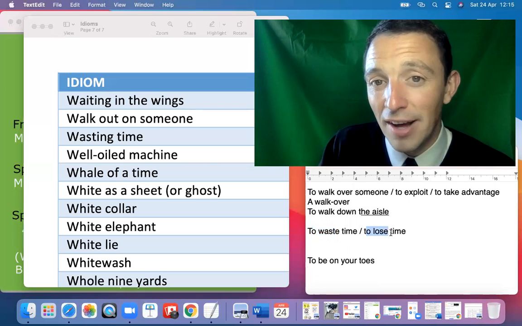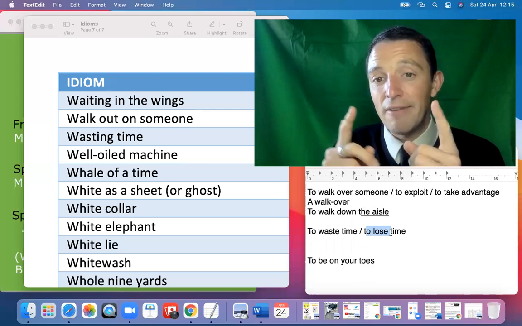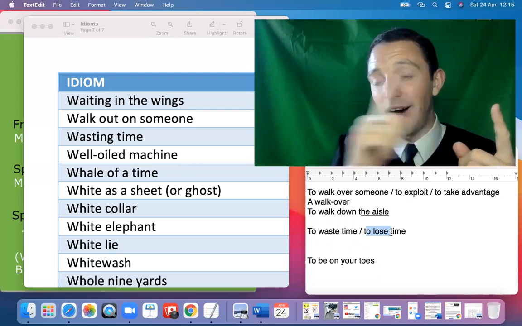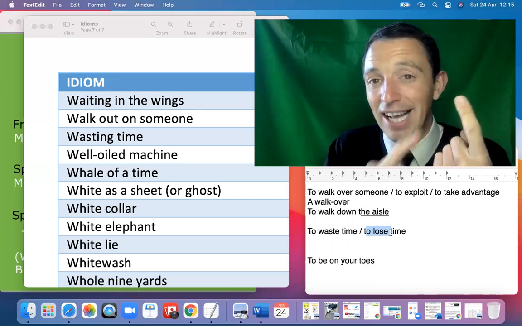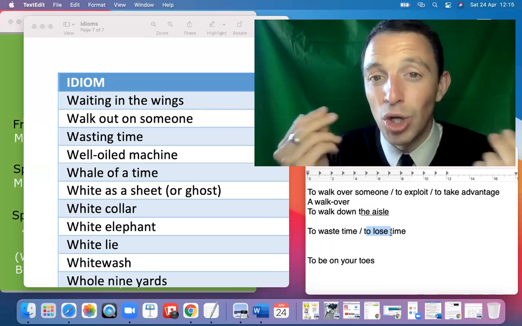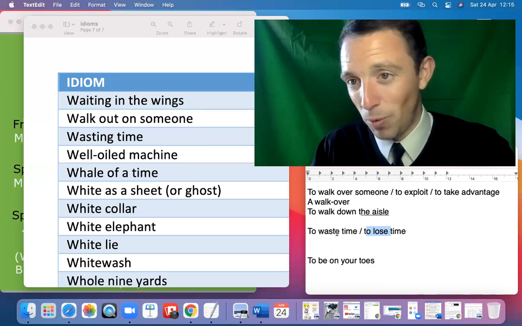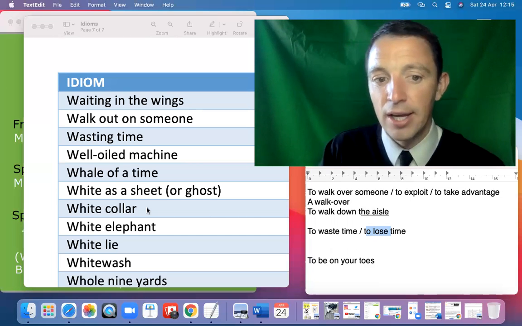But if you lose your time, maybe that's for transport. So you live in Brazil and you travel to Ireland and you leave Brazil at 6 o'clock, but you arrive in Ireland at maybe 7 o'clock. So you lose 2 hours, it disappears. So there is a big difference between to waste and to lose.